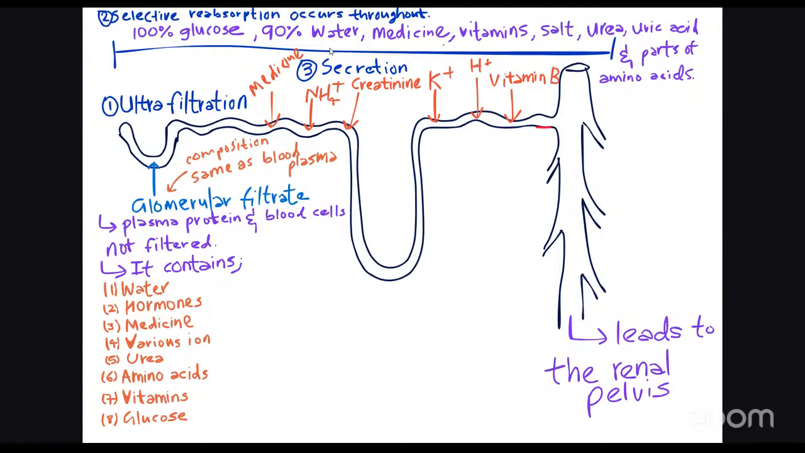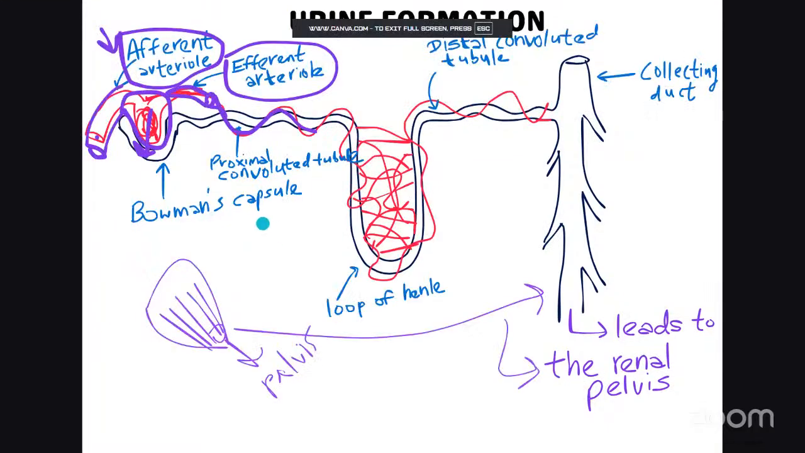Okay, which part am I supposed to repeat? Okay, meanwhile, the glomerular filtrate part. Okay, so glomerular filtrate is going to have the same composition as blood plasma. Hold on, what happened?